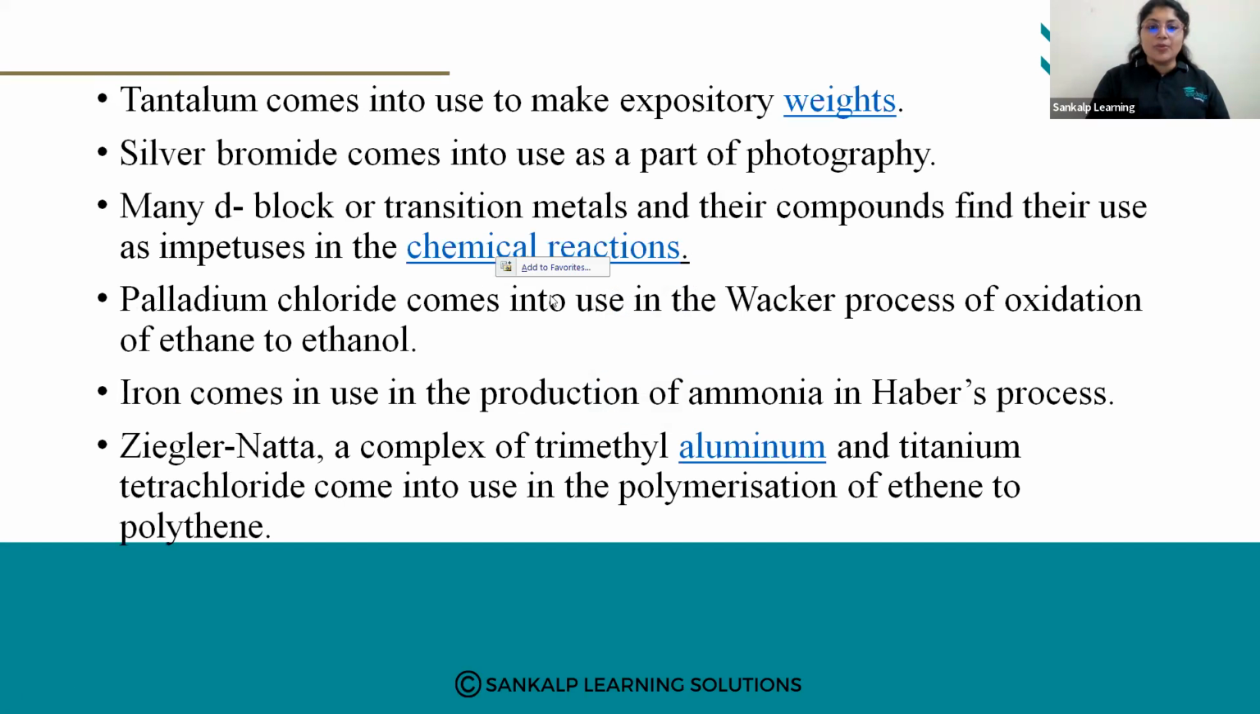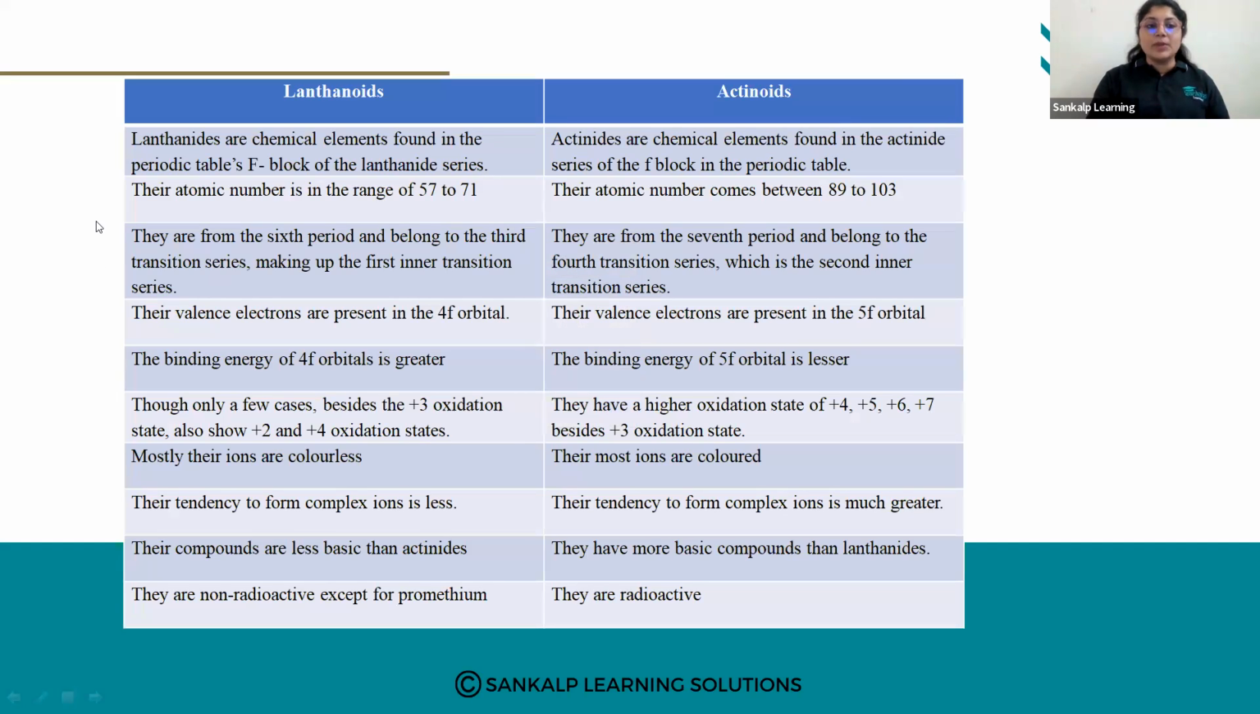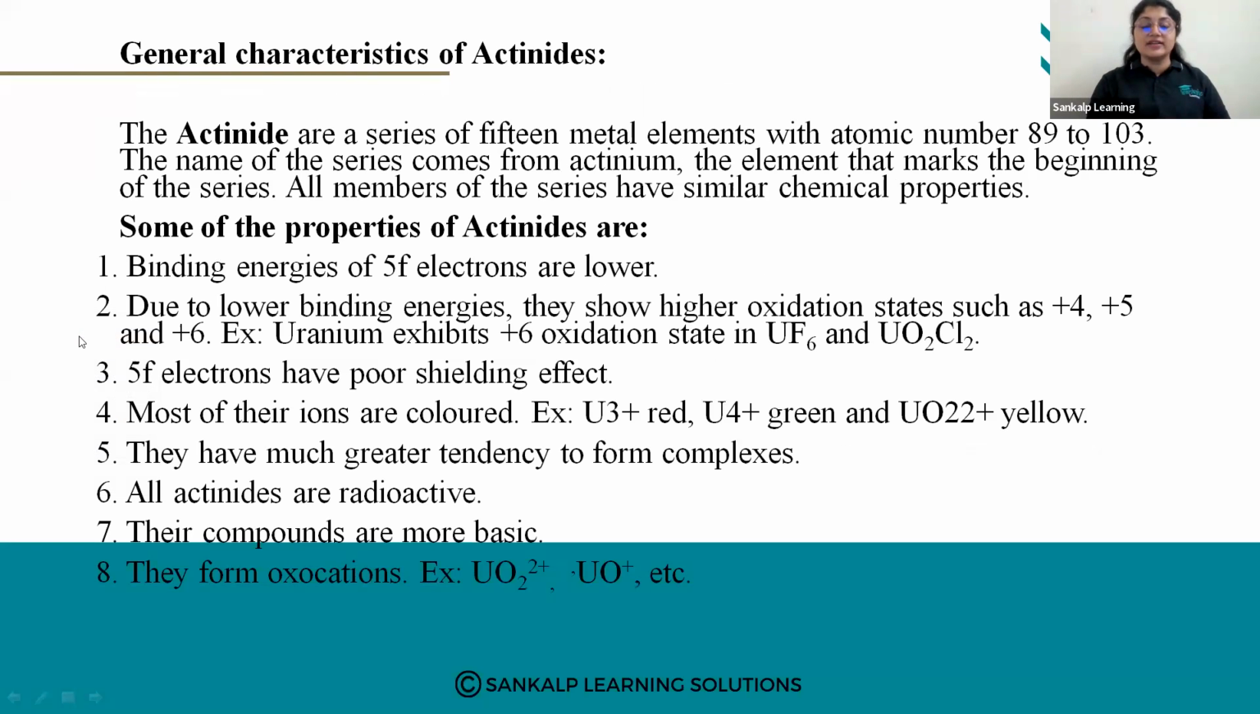So the properties: what are mish metals? What is the oxidation state? How are the chemical reactions? What are the main differences? What is lanthanoid contraction? What is actinoid contraction? What are the general electronic configurations of the lanthanoid series and actinoid series?